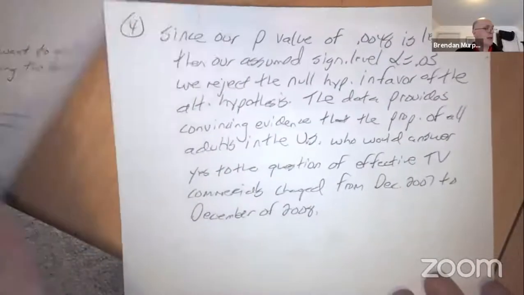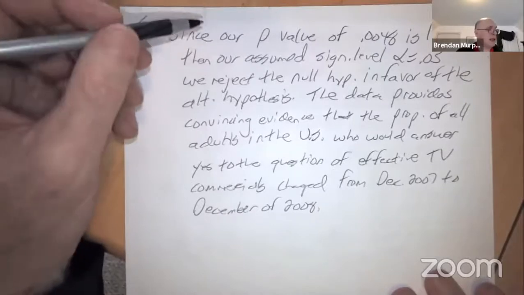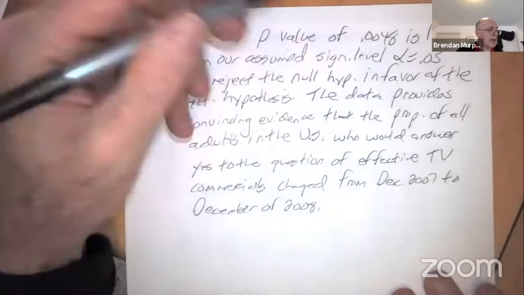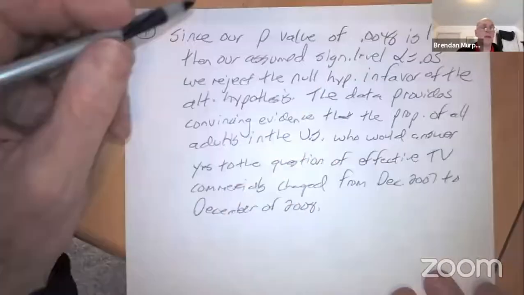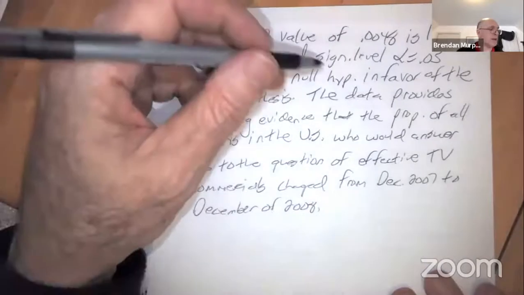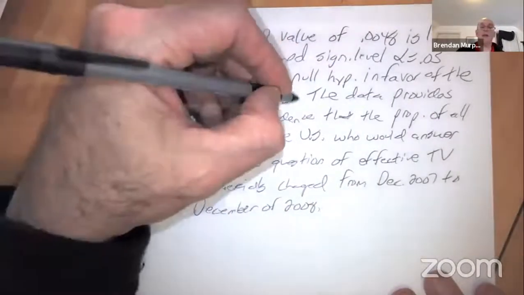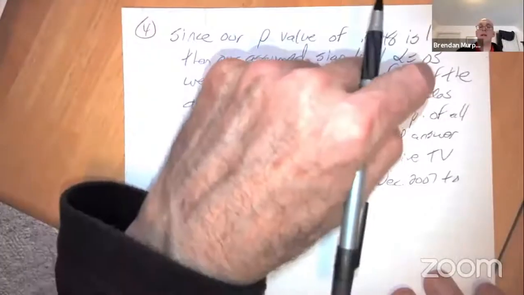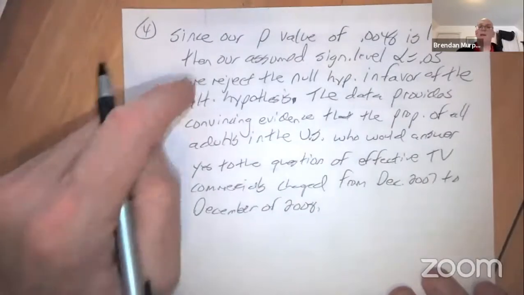And so I said something to the effect of, again, my first sentence will feel generic. Feels like I can use that year after year after year. Since our p-value of 0.0048 is less than our assumed significance level alpha of 0.05, we reject the null hypothesis in favor of the alternative. So that's sort of half of a good conclusion. I've stated my p-value, I've linked it to my significance level, and I made a decision.